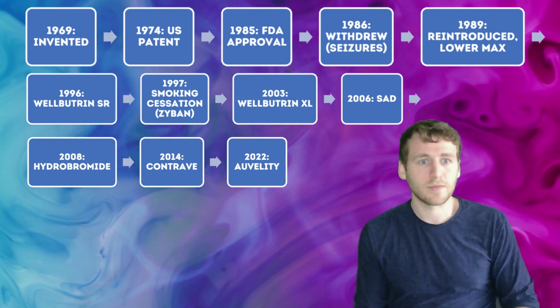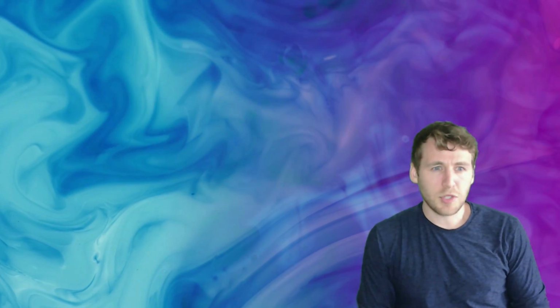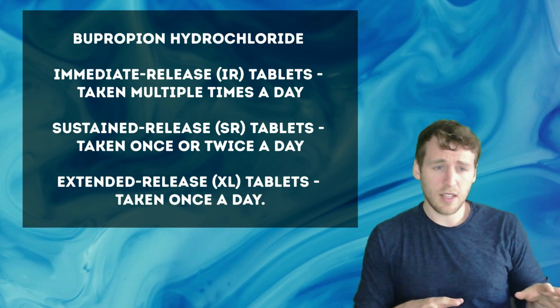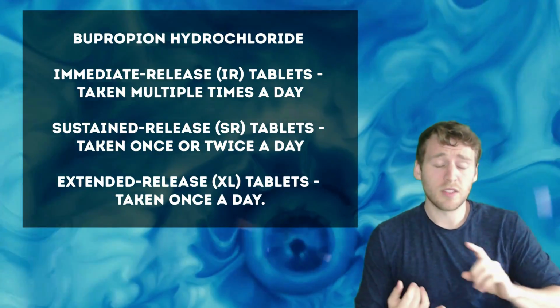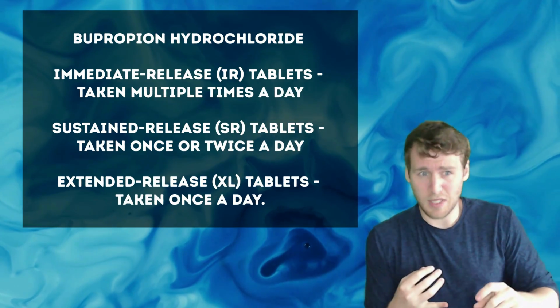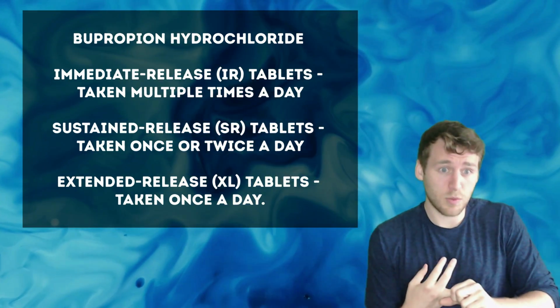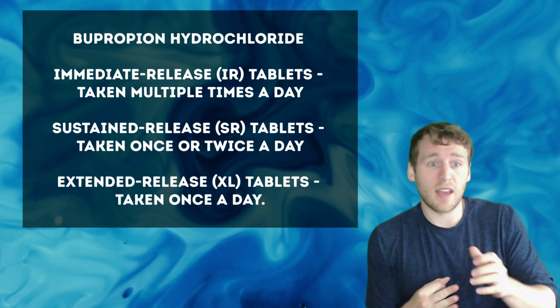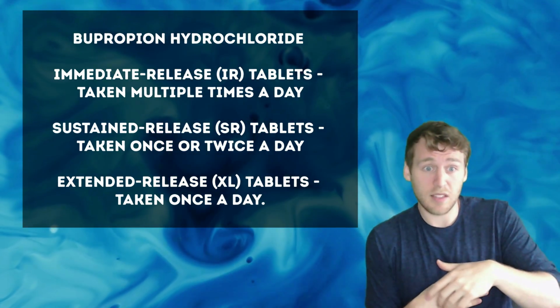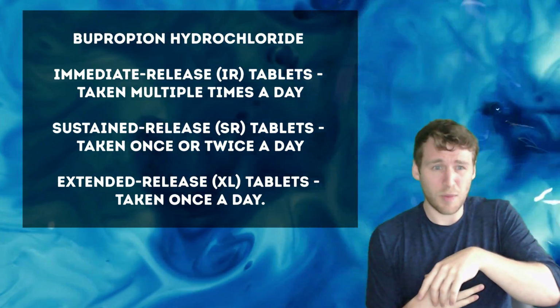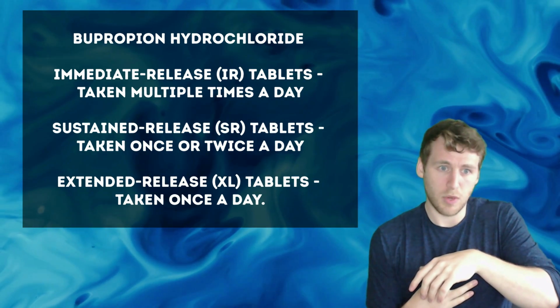So to quickly capture the different formulations, bupropion hydrochloride is the most commonly prescribed one. There's immediate release, which is taken multiple times a day. Then there's sustained release, which is taken 1 or 2 times a day. And then extended release, which is the XL tablets, and that's taken once a day. And the XL formulation is really the one that's used the most.